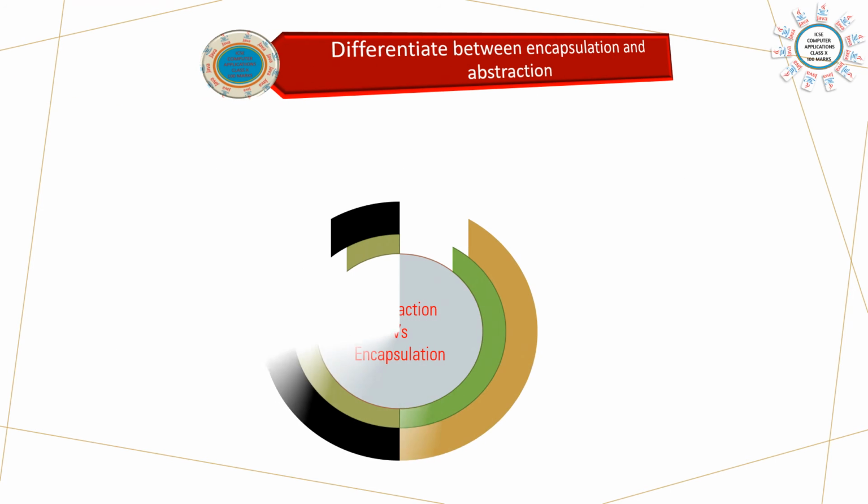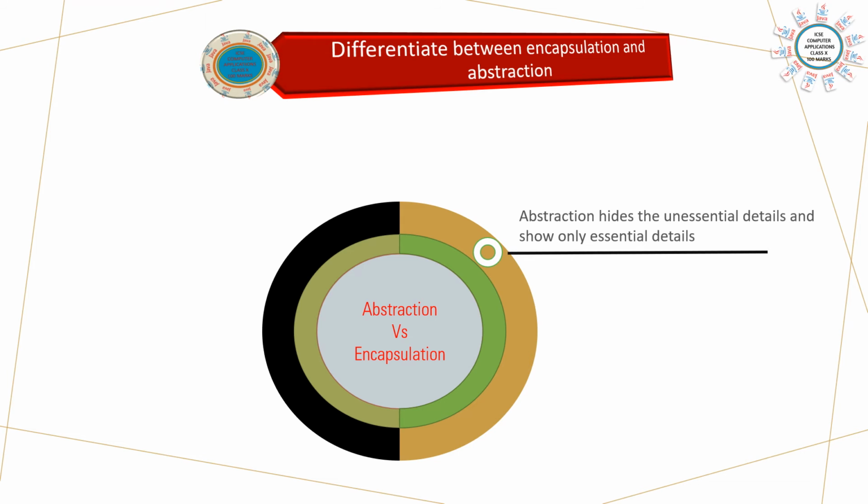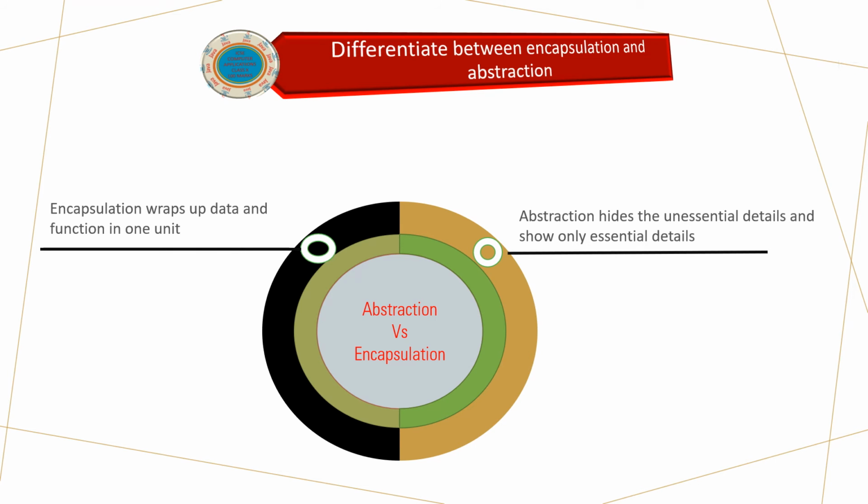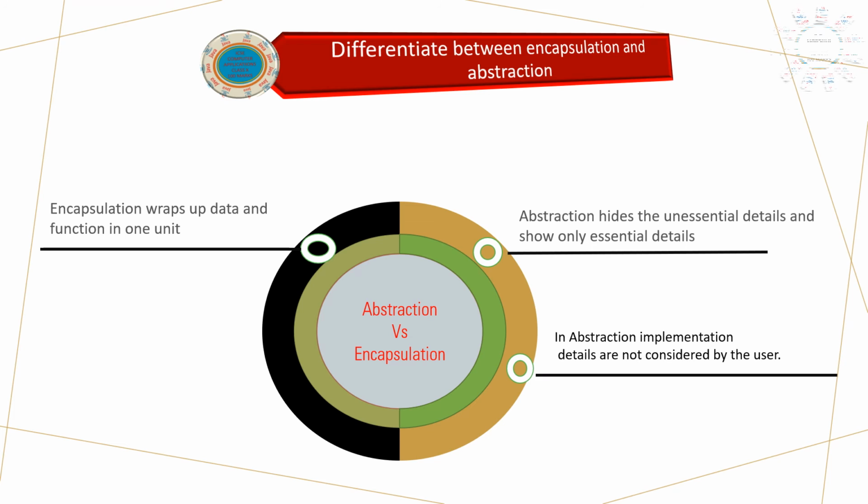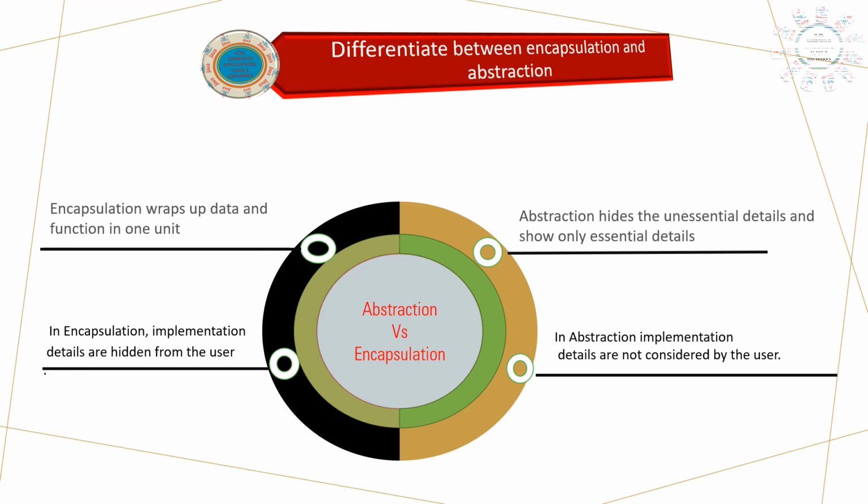And the next difference that can be asked, difference between encapsulation and abstraction. Here the first difference can be, we can write the proper definition. That means encapsulation wraps up data and function in one unit, and abstraction hides the essential. And here we can see, in encapsulation, implementation details are hidden from the user, and in abstraction, implementation details are not considered by the user. So these 2 lines are enough for the difference.